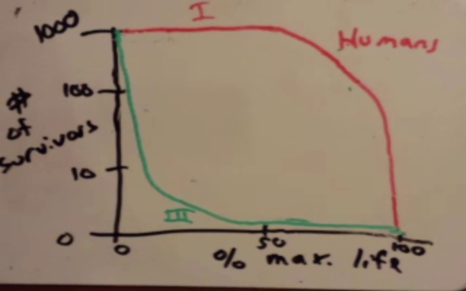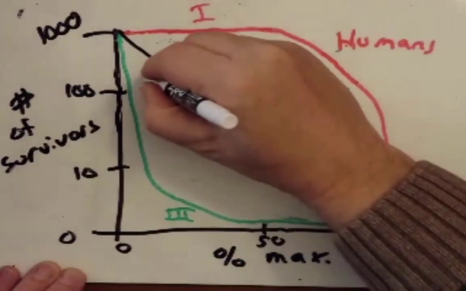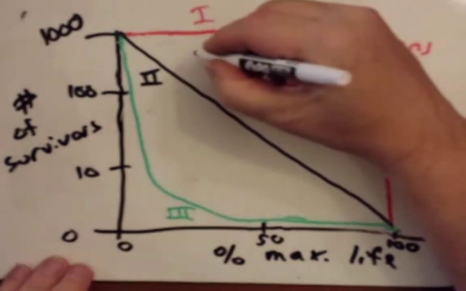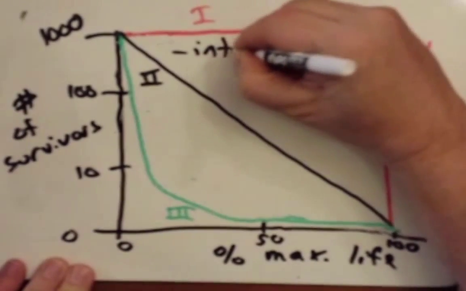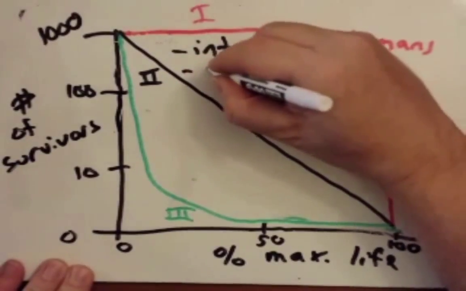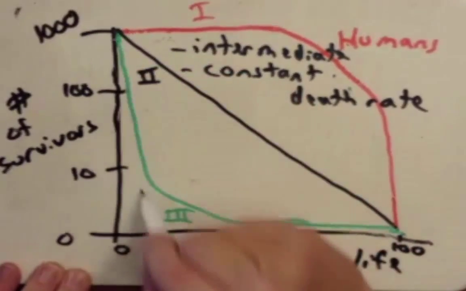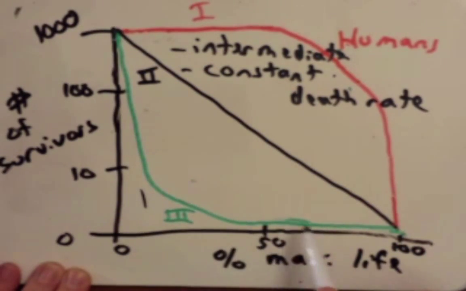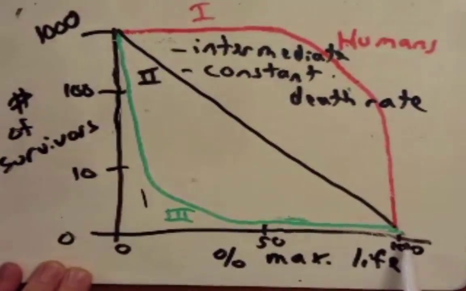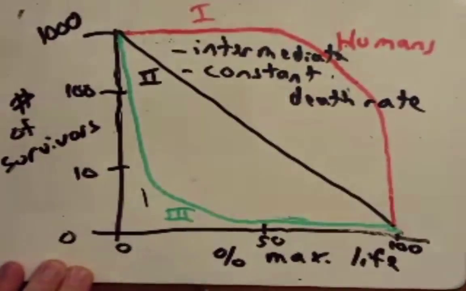And let's draw our last example. And this is a type 2. Type 2, as the line would suggest, is an intermediate between the two. They have a constant death rate, unlike the type 3, where we have very sharp death rates, and then those who survive, the death rate decreases. Type 1, very low death rate in the beginning, but then a very dramatic death rate towards the end. So a constant death rate from 0% life to 100% life.